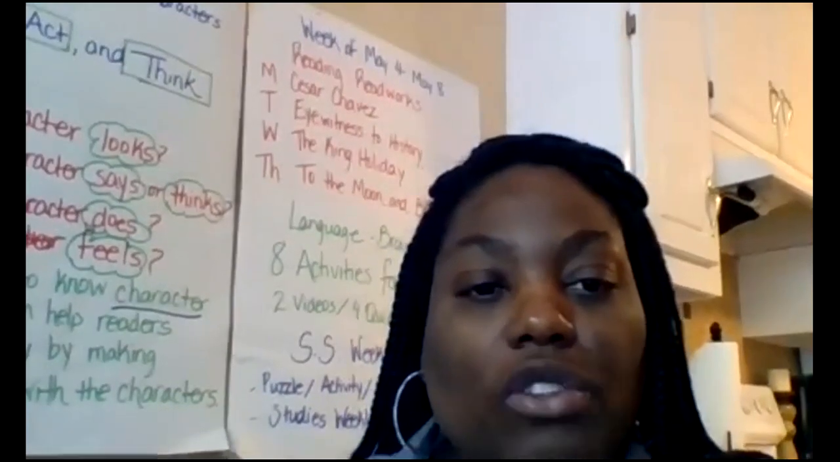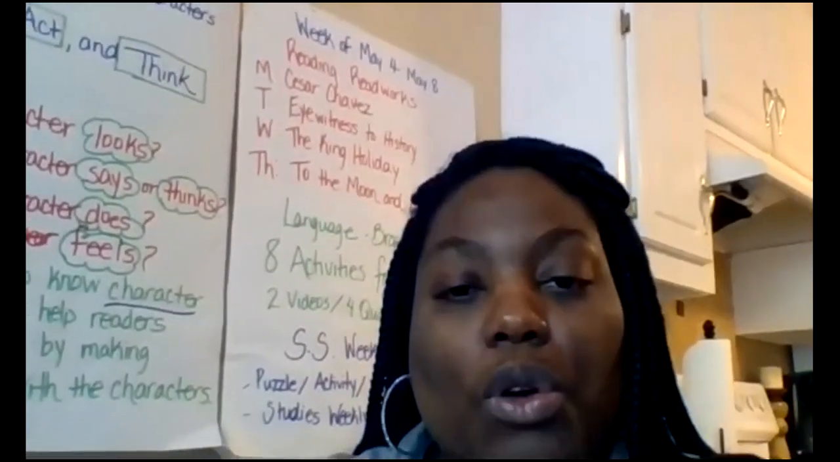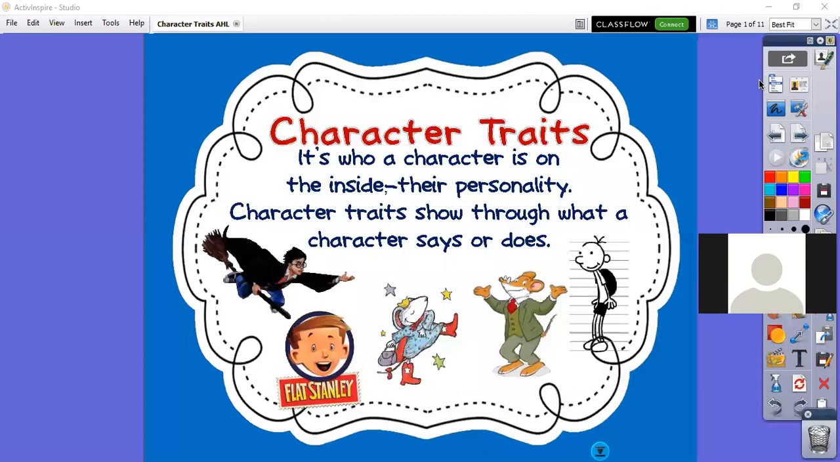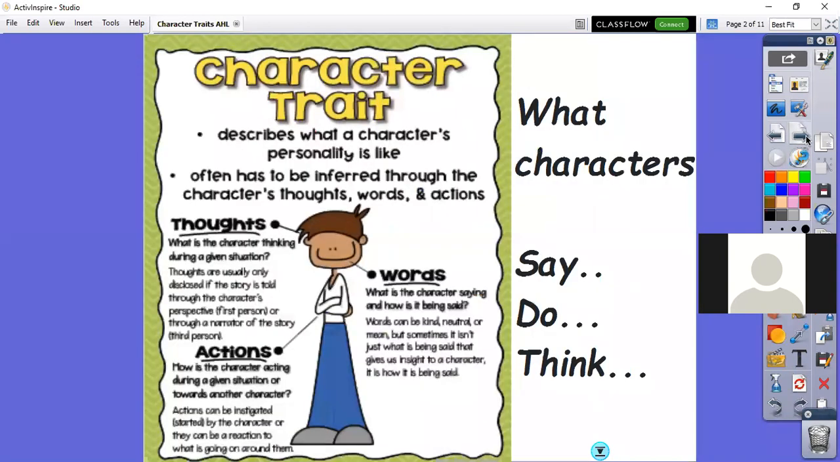We're going to just look at character traits. I have a little flip chart that we're going to do. We're going to look at character traits. It's who a character is on the inside. It's their personality. Character traits show through what a character says or what they are doing, okay? So we are able to identify a character's traits by what they're saying and by what they're doing, and sometimes what they're thinking.